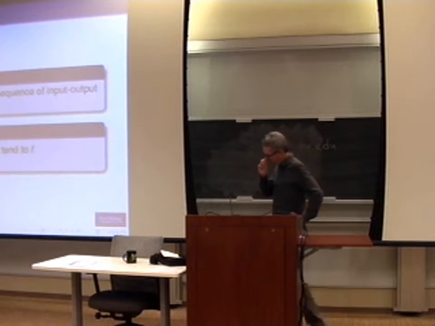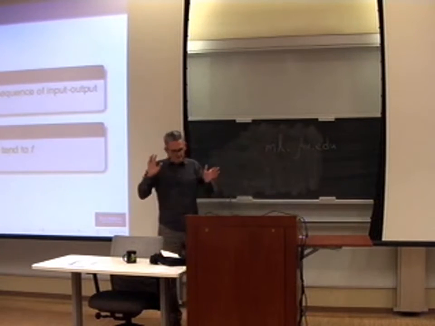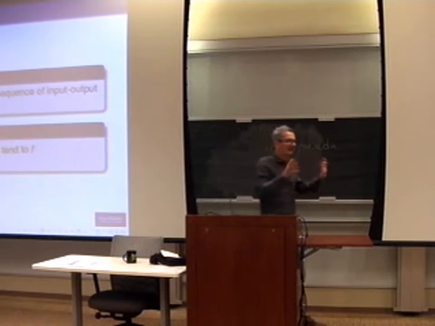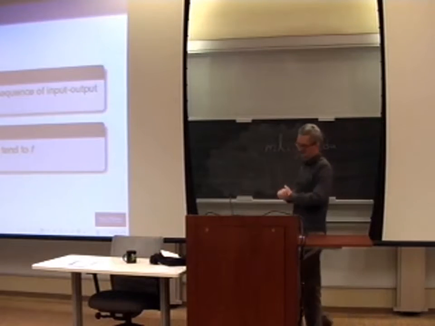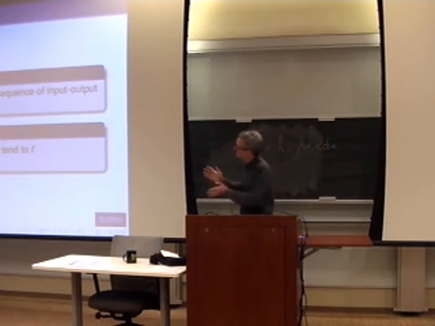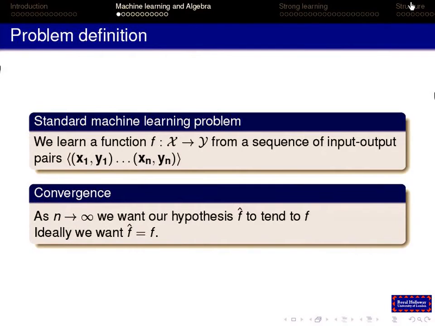Okay, so I'm going to do some slightly unfamiliar algebra later on. So I'll start with some kind of familiar sort of things. So in a standard machine learning problem here, we want to learn some function from a space X to a space Y from a sequence of input-output pairs. And we want our hypothesis to tend to the right answer as the data increases.